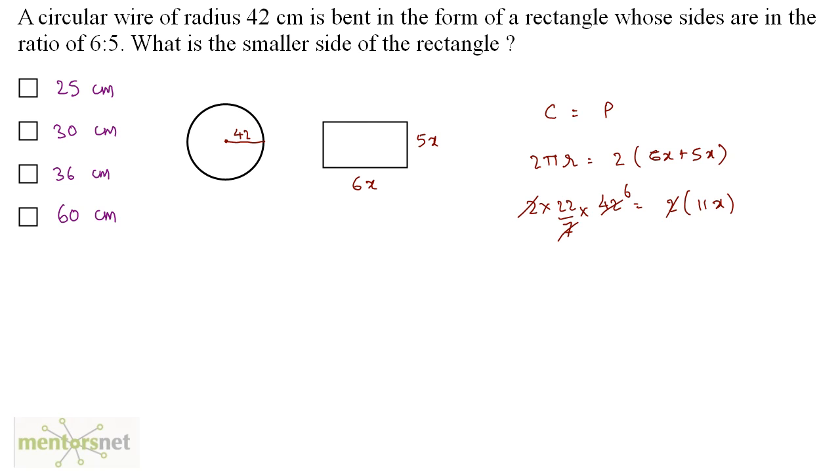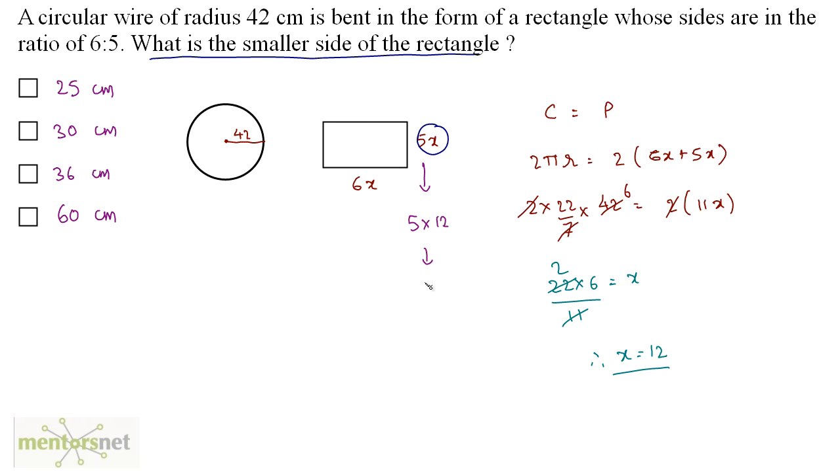7 times 6 is 42. So you have 22 times 6 is equal to 11x. Now this 11 comes to the left, so we have x here and 11 here. 11 times 2 is 22. Therefore x is equal to 6 times 2, that is 12. So the value of x is 12. What has been asked? What is the smaller side of the rectangle? And that is 5x. So it will be equal to 5 times 12, and that's 60 centimeters. So option D is the correct answer.